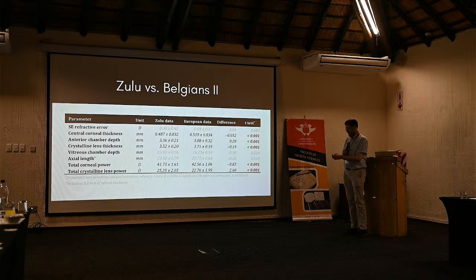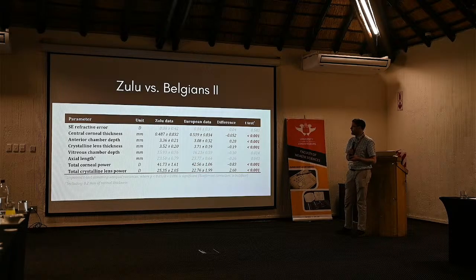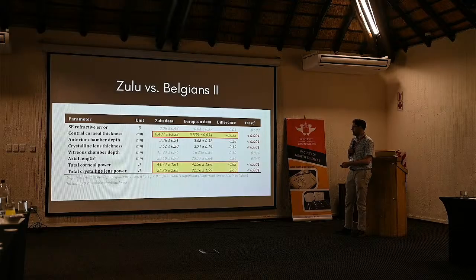I have to look at numbers, and there you see that indeed the corneal thickness is different by about 0.05 millimeters, so 50 microns difference, which is quite a bit. But also the anterior chamber depth, as I said, is a bit deeper in the Zulu, and the crystalline lens thickness a bit thinner. But the big thing here is the difference in total corneal power and lens power. You see, it's not significant using a Bonferroni correction that the Zulu eyes are shorter.